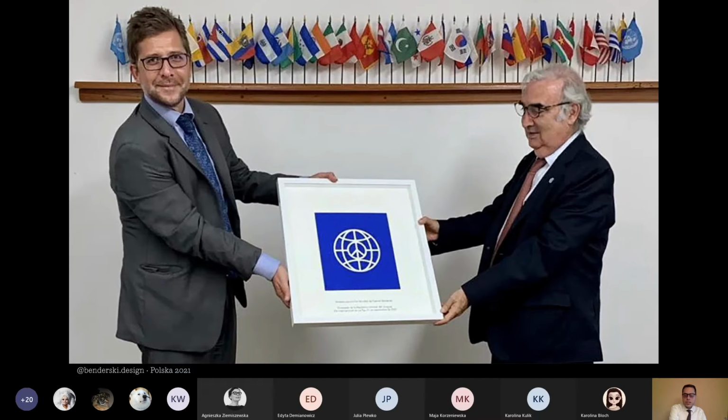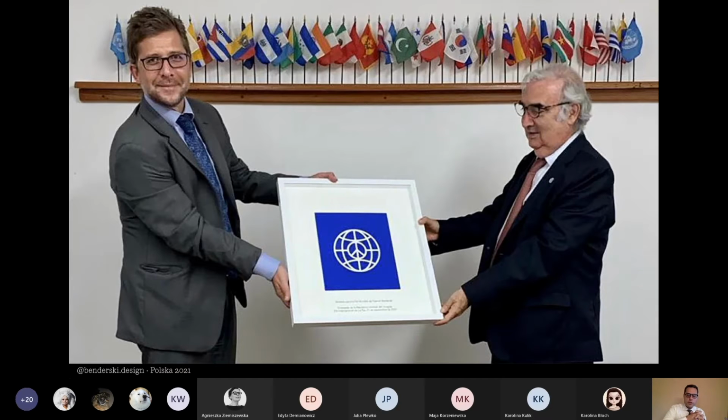So there you can see the symbol being used. This new symbol has two symbols that are known by everyone: the peace one and the globe, the world. So what I did was put them together. So this new symbol says something new. It doesn't say peace, it says world peace.